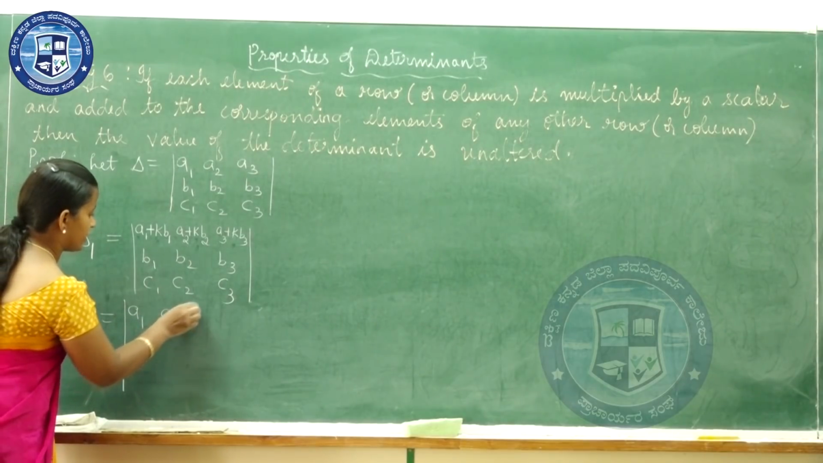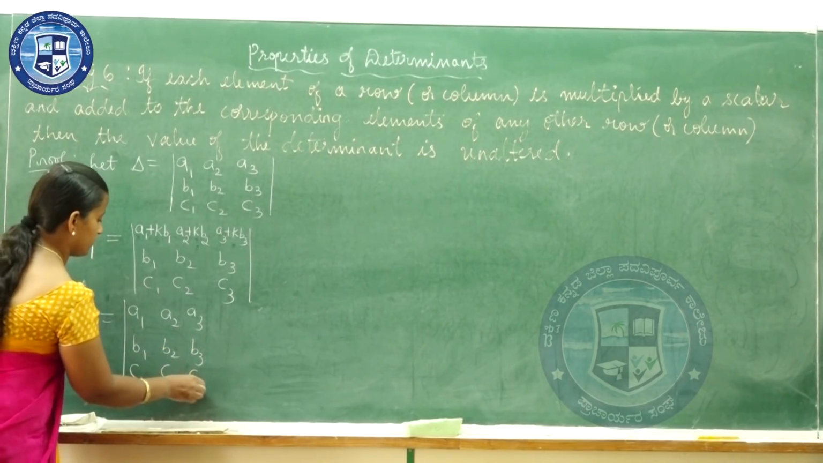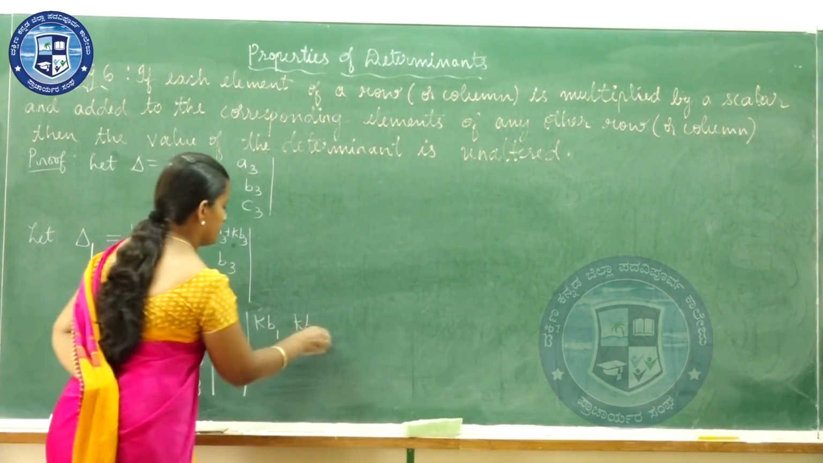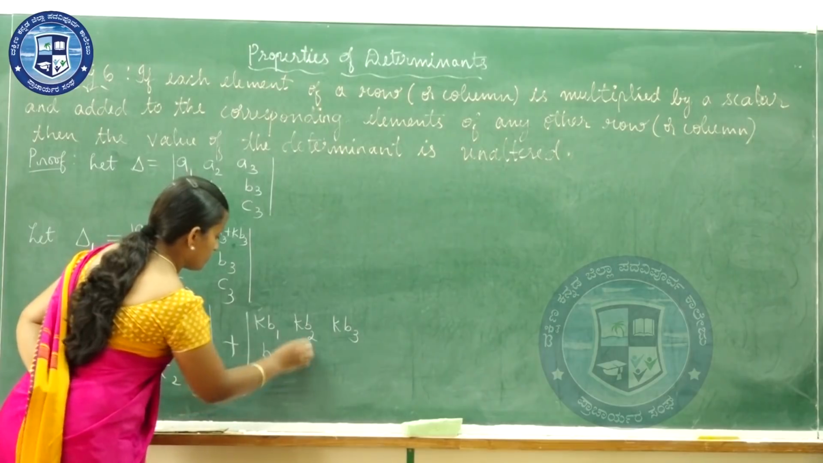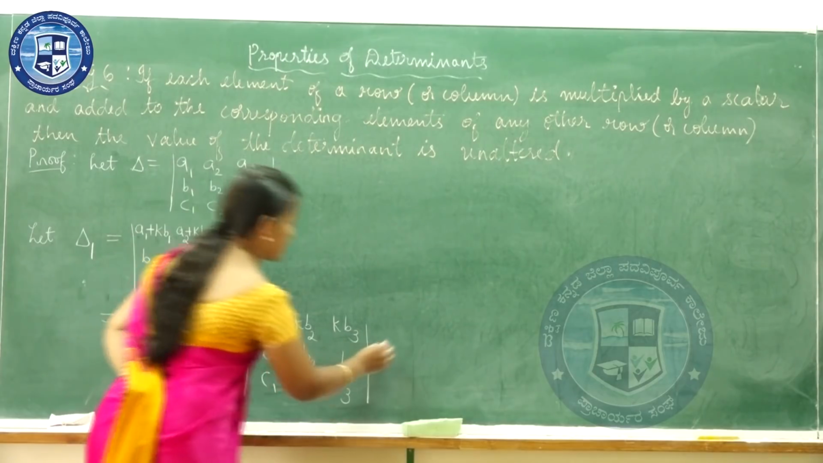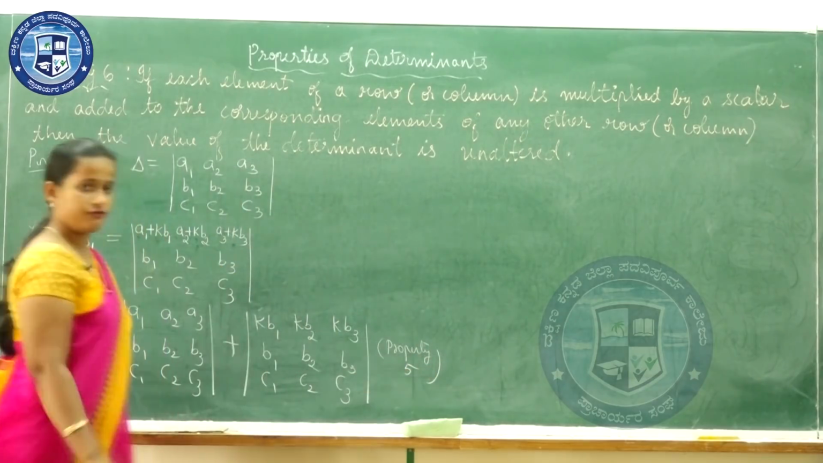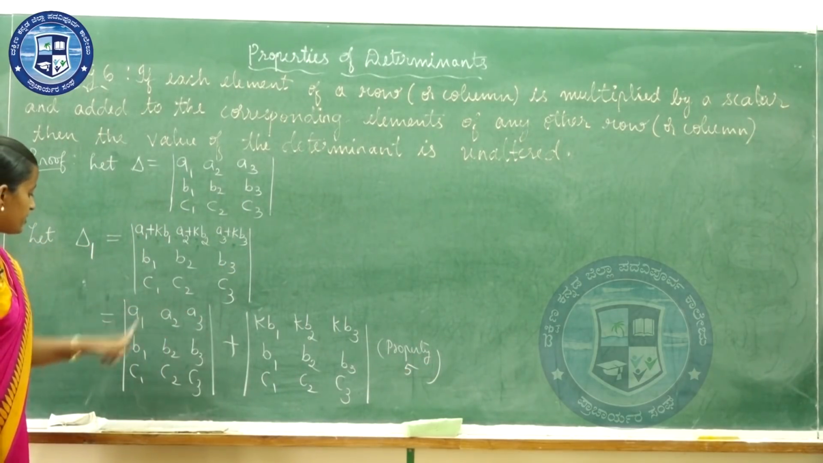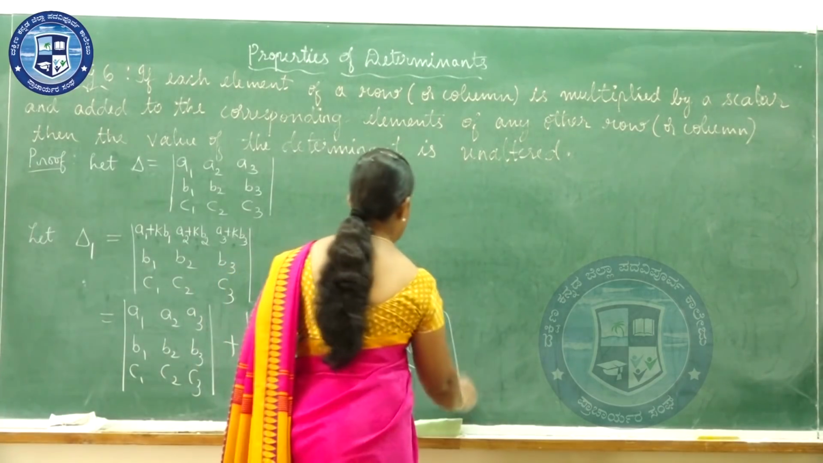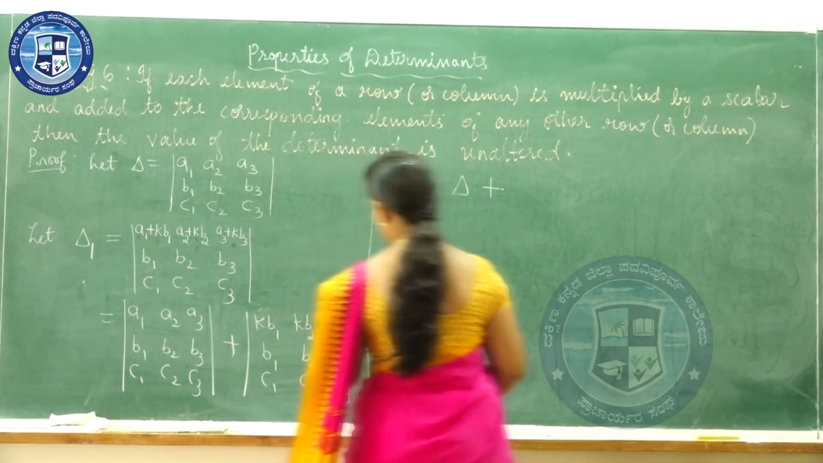So, it is A1, A2, A3, B1, B2, B3, C1, C2, C3 plus KB1, KB2, KB3, B1, B2, B3, C1, C2, C3. So, this is by property 5. Look at this, A1, A2, A3, B1, B2, B3, C1, C2, C3. That is nothing but your delta, determinant delta. So, delta 1 is equal to delta plus.